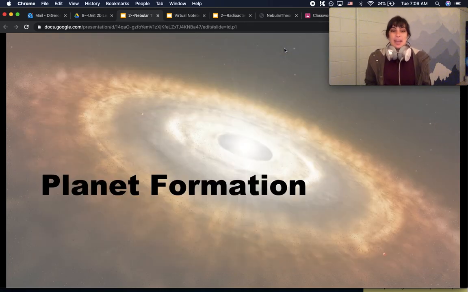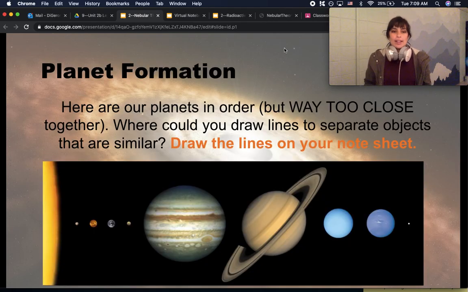The next step in the formation of our solar system was planet formation. So we already had a star in the center that was formed because of nuclear fusion. How did we get planets that spun around the sun? Well, this picture shows our planets in order, but way too close together, they're not that close together. Where could you draw lines to separate objects that are similar?